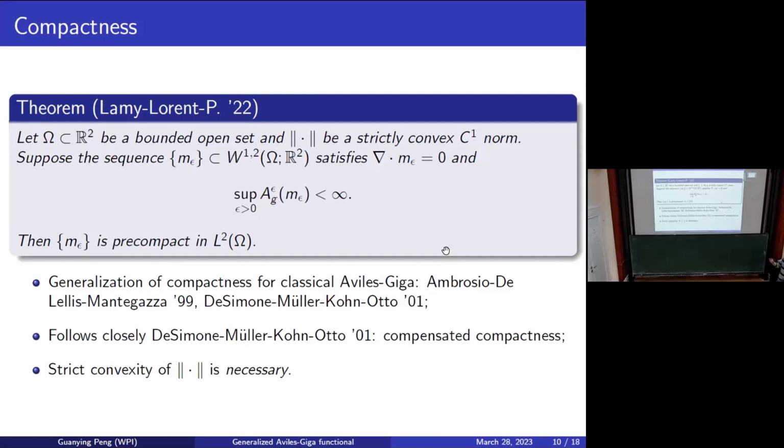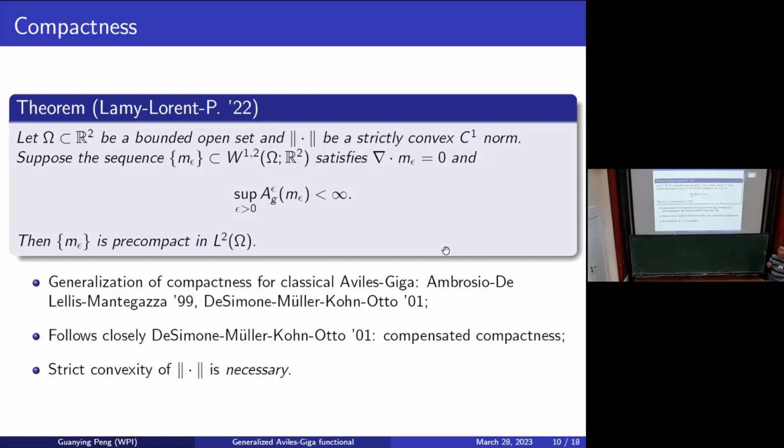Again, this is very similar to the work by these two groups of authors on the classical Aviles-Giga energy. So here the proof just follows rather closely the roadmap used by this second group of authors. Specifically, they used this compensated compactness argument with the help of all entropies to show all Young measures are Dirac measures. So we followed pretty closely this roadmap, but with some technical adaptations to our generalized setting. So I guess there's no need to explain that further.